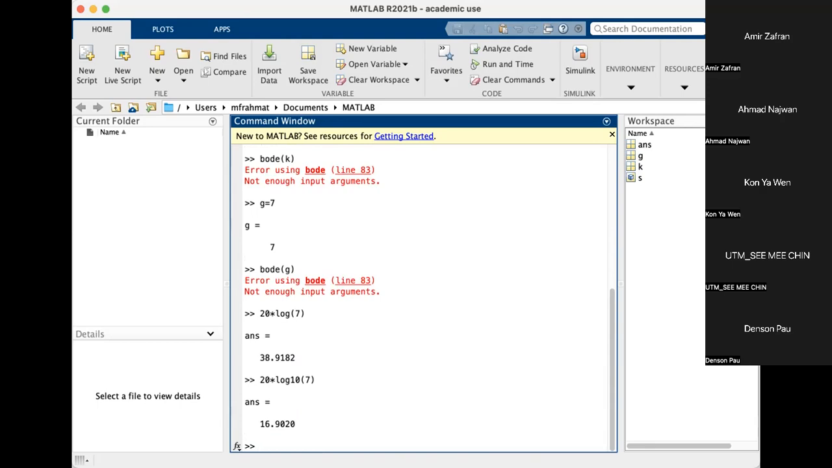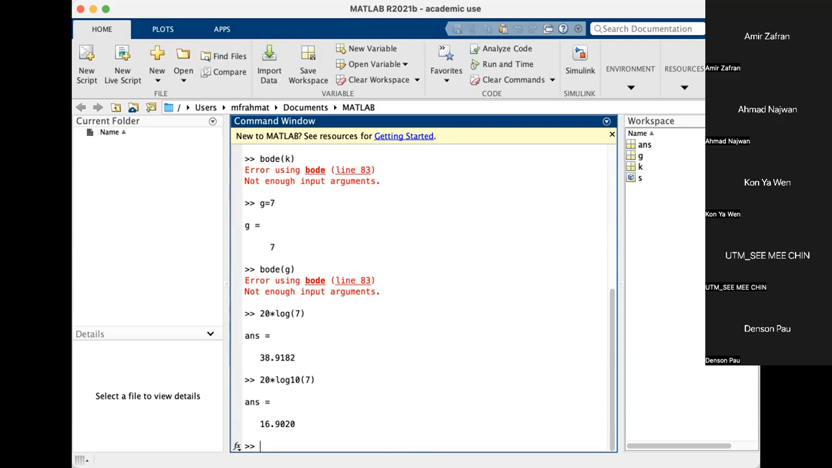20 log 7 is 16.9 decibel. So its frequency response is a straight line at 16.9 decibel. And the phase is 0 degrees. So that is the frequency response for constant K equal to 7.